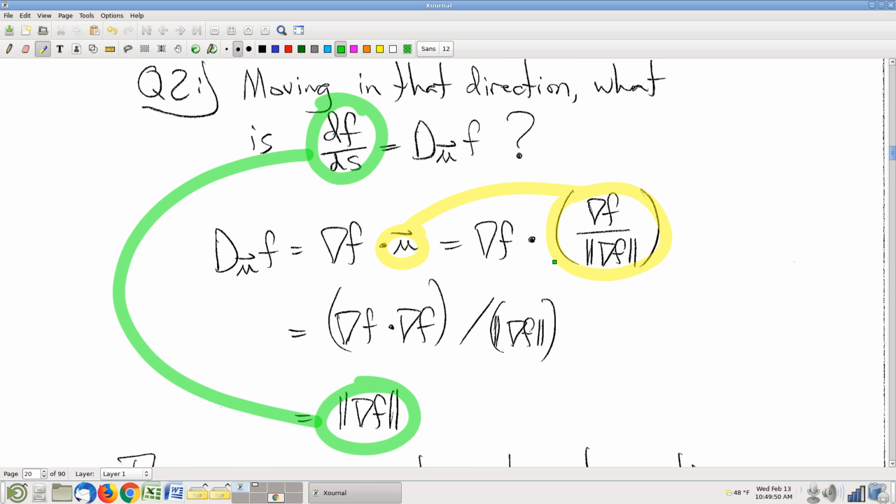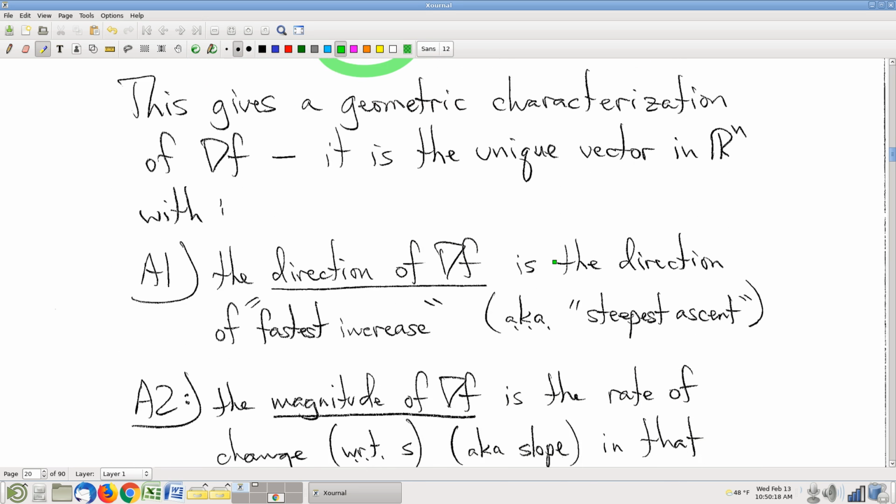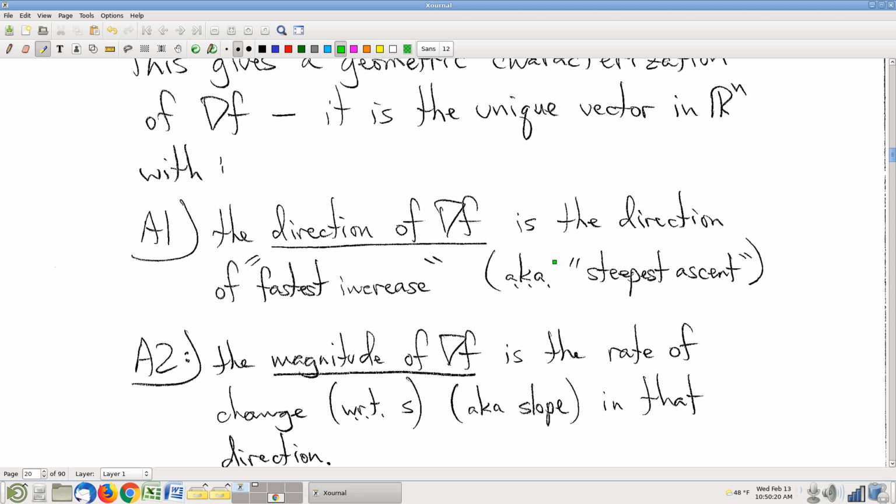The answer to the question of how much, what is the rate of change in that direction, is the magnitude of the gradient. This is another argument for why the gradient's a natural thing. Its direction, we have previously seen, is the direction the function's increasing the fastest. I like to call it the direction of fastest increase. Its magnitude is another natural thing: it is the rate of change in that direction. So I think this is a nice way to characterize the gradient.